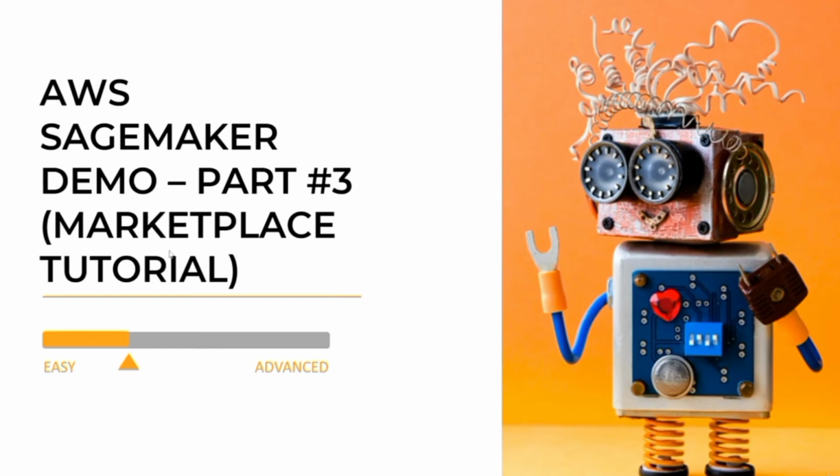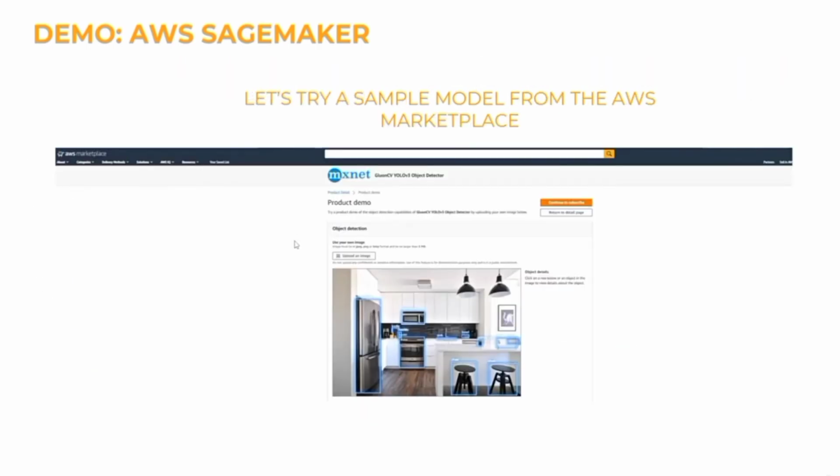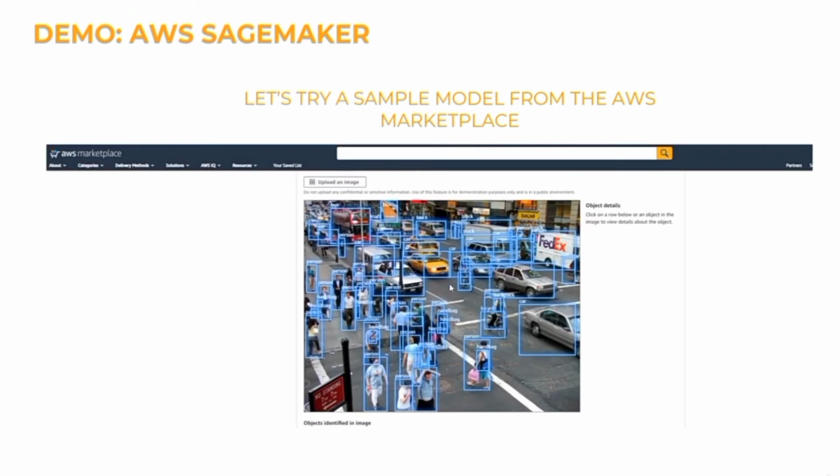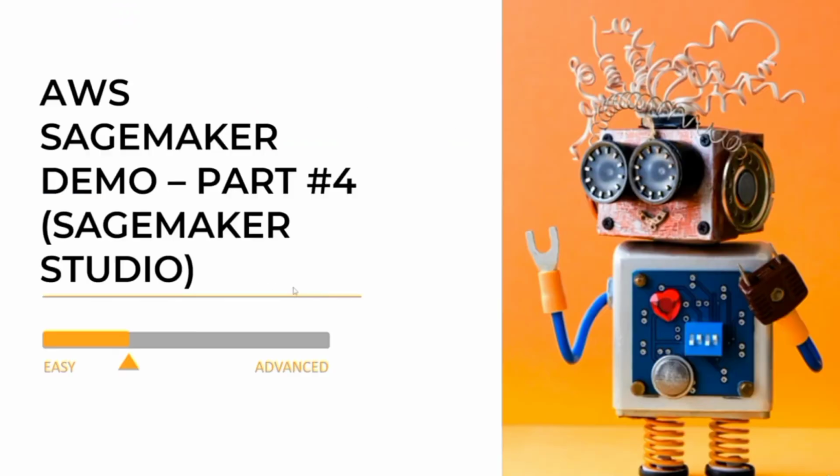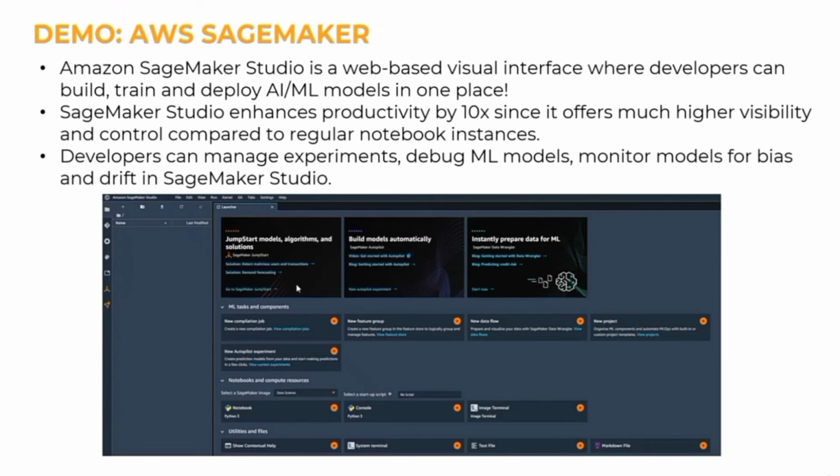If you guys recall, in the previous lesson we went through a quick fun demo to show you the AWS Marketplace. We explored our YOLO V3 object detector, uploaded a bunch of images, tested it out, and it actually did a pretty good job. So what I wanted to show you guys right now is the AWS SageMaker Studio.